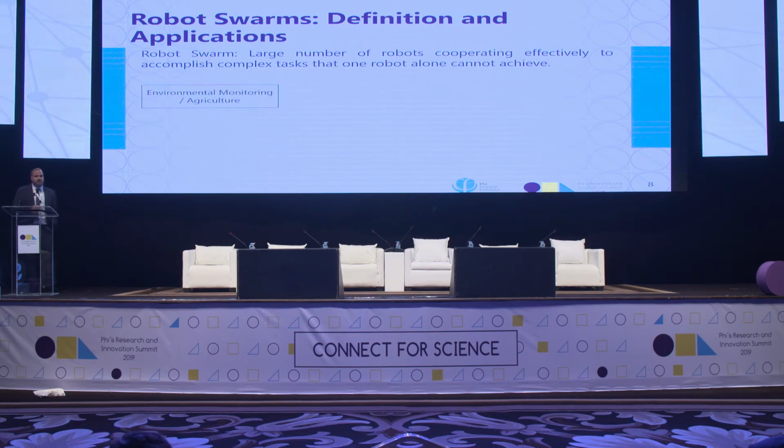Now, basically, the concept of robot swarms has been applied in agriculture, in search and rescue operations, in security and defense, in surveillance and situational awareness, in object manipulation, and also in intelligent transportation systems.